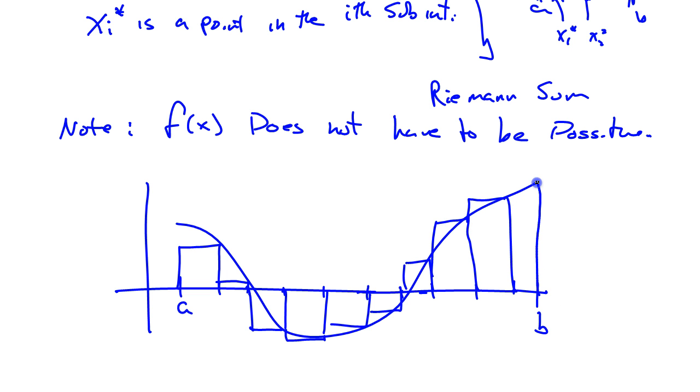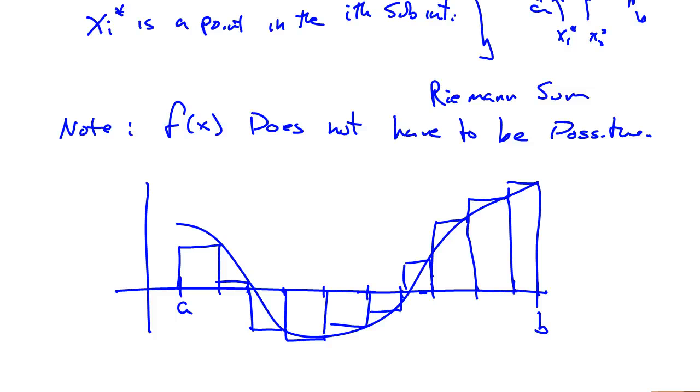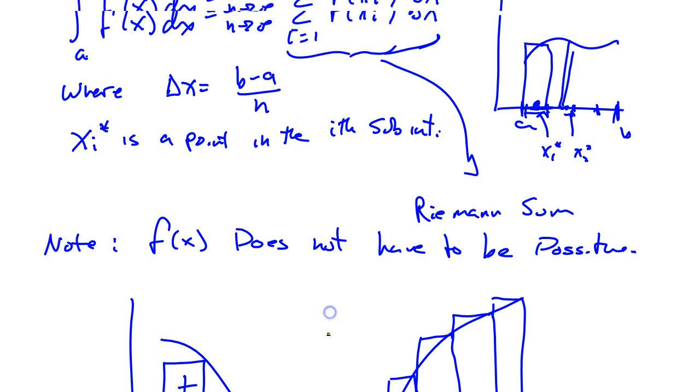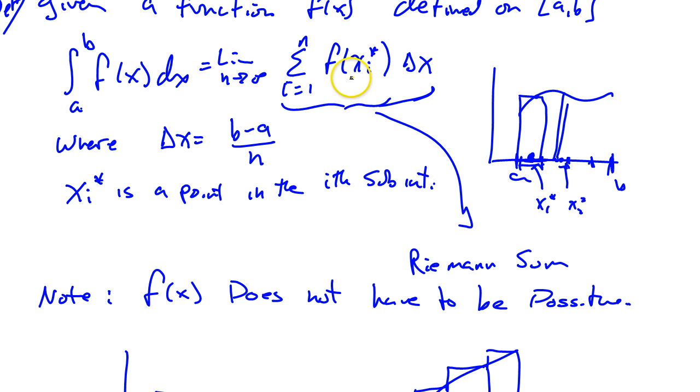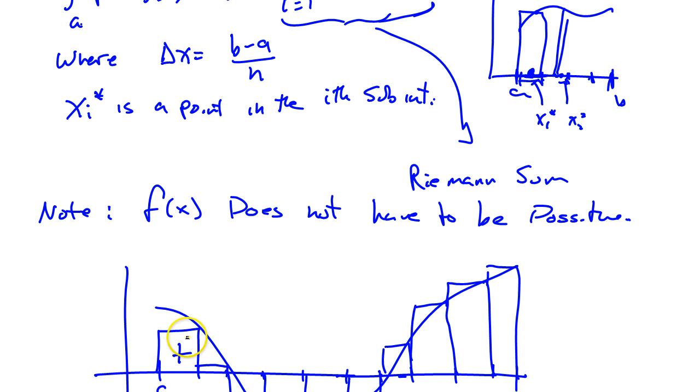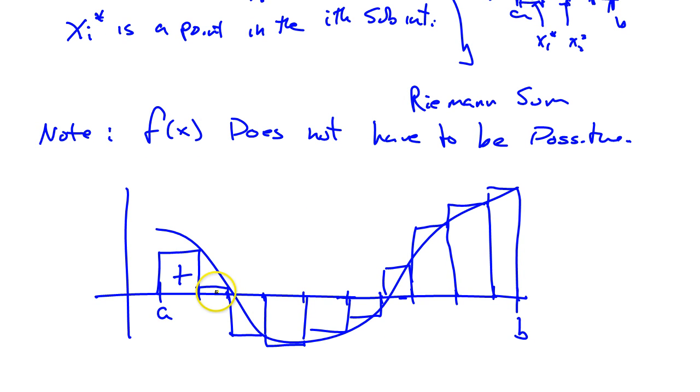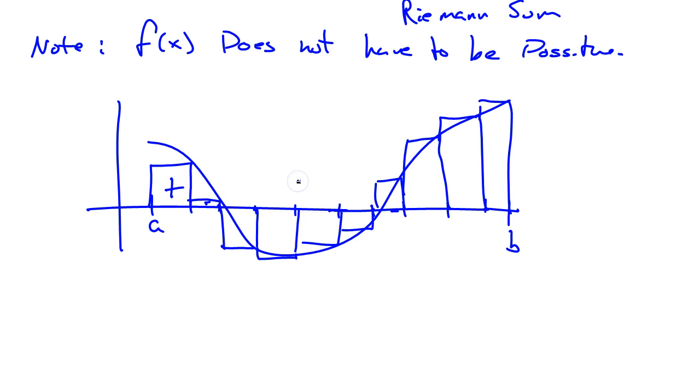There we go, all the way across. Now, over here, what just happened? Over here, the height, the function value, is positive, and the width is positive. So this is giving us some positive contribution. When I look at the sum part, this first rectangle is giving us a positive contribution to that sum. Likewise here, this is positive, just barely, but still positive.